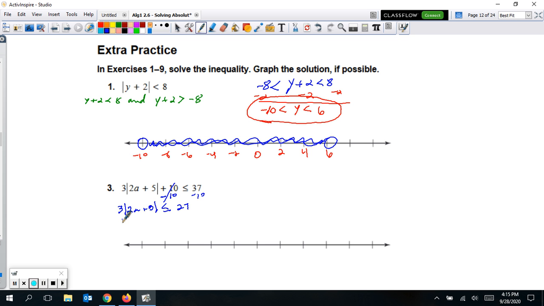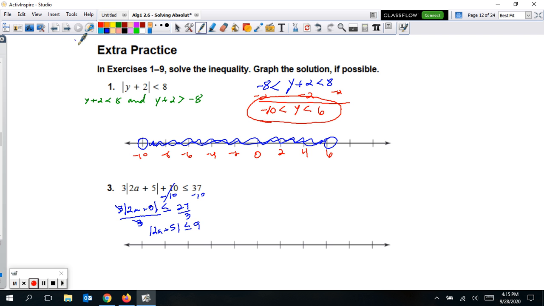So we have to get rid of this 3 a different way. We're going to divide by 3, just do the opposite operation. So I can cancel out the 3's that way by dividing both sides by 3. And so that's now going to give us the absolute value of 2a plus 5 is less than or equal to 27 divided by 3, which is 9.